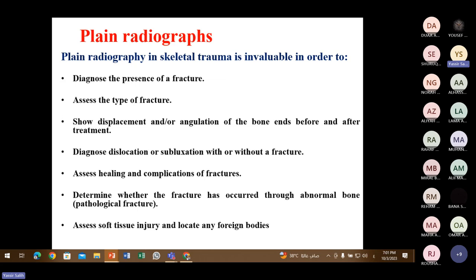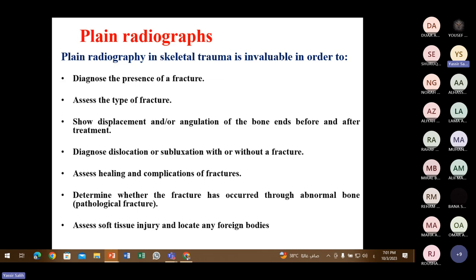Plain X-ray should be done periodically for assessment of any traumatic patient. Plain radiograph or conventional X-ray in trauma is invaluable. It's very important to be ordered, to be requested, to be done. It can diagnose the fracture easily with no need for other modality or other exam. It can assess the type of fracture. Which type of fracture is this?